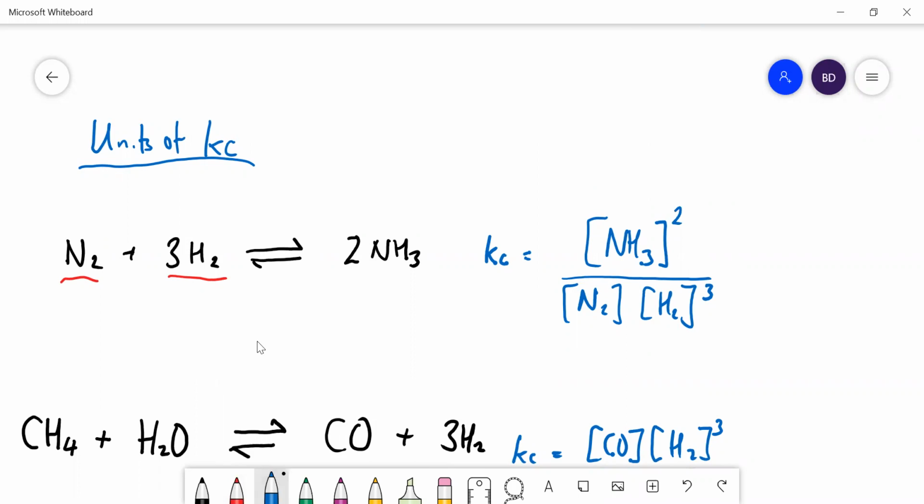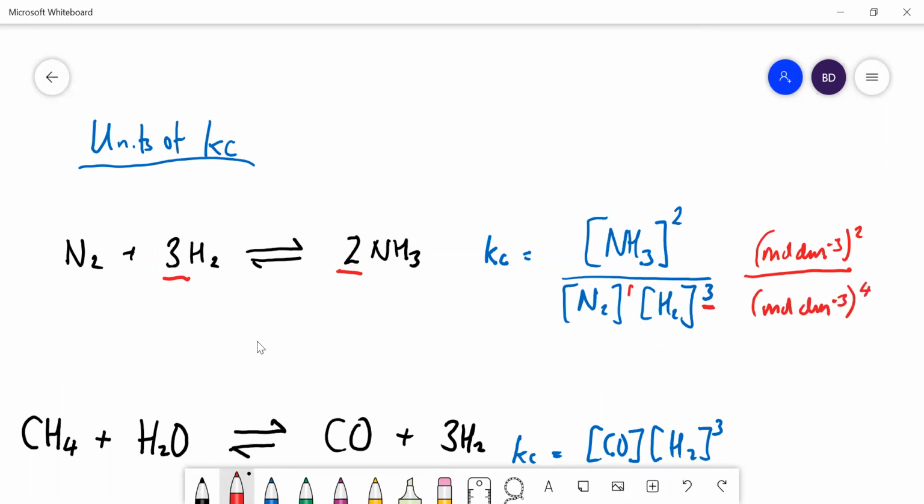Squared. So don't forget, it's these big numbers in front that become the stoichiometric coefficients, as they're properly called, become these indices here. So what does that mean? We're going to have moles per decimeter cubed on the top, squared, over mole per decimeter cubed multiplied, and you're going to cube this one, and this one is to the power of 1. So that means we're going to have mole dm to the minus 3 to the power of 4 altogether there.